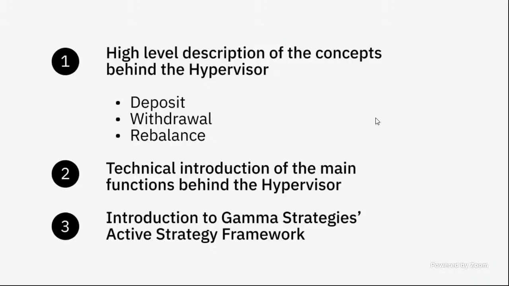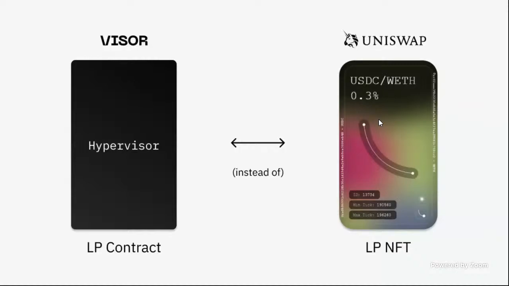Then I'll go a little bit deeper into how the hypervisor functions work. And finally, I'll provide a short introduction to our active strategy framework so that anybody that's participating in the hackathon could get a little bit of a start in developing strategies for Gamma. So, like Miles said before, what is a hypervisor? Our hypervisor is our periphery contract around Uniswap LP positions that allows for many participants to pool their assets together and for them to be managed by a single strategy that is professionally developed.